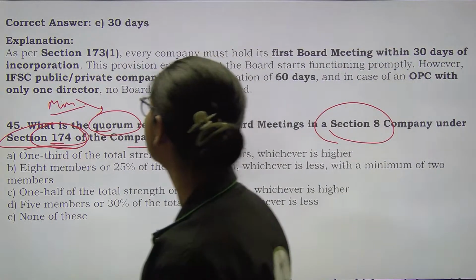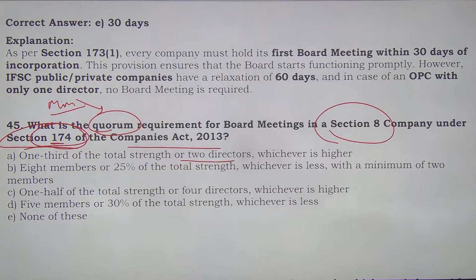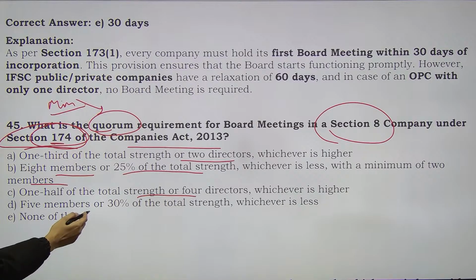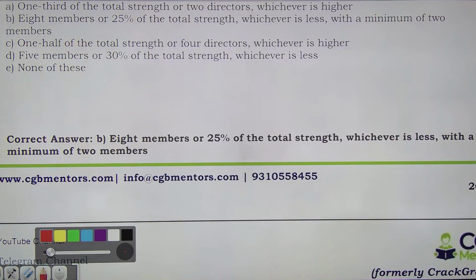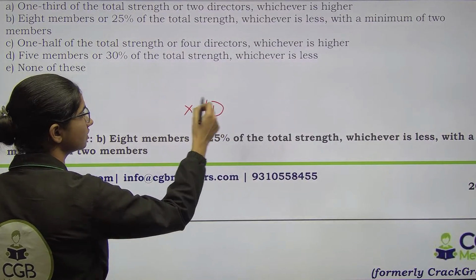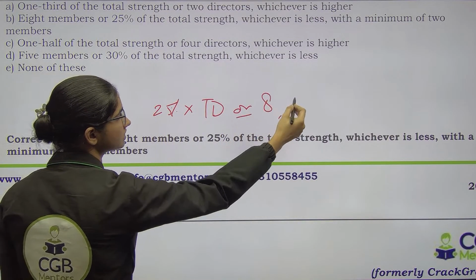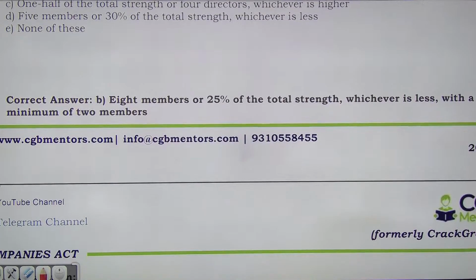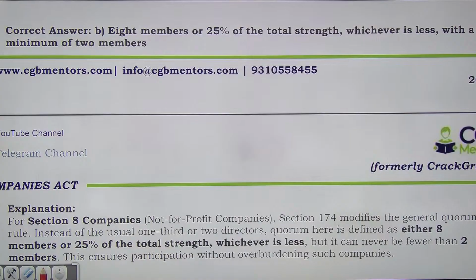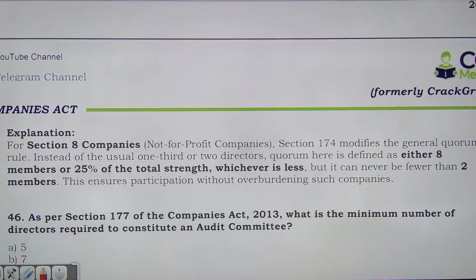Okay, so the options are: 1/3 of the total strength or 2 directors whichever is higher; 8 members or 25% of the total strength whichever is less with a minimum of 2 independent members, okay; 1/2 of the total strength or 4 directors whichever is higher; 5 members or 30% of the total strength whichever is less. Okay, so the answer here is option number B. So 8 members or 25% of the total directors, whichever is less, with a minimum of 2 members, okay. That means 2 should be there at least. It is not that if the 25% limit or 8 goes below that, it should go below 2, right. That is the provision of this particular section.